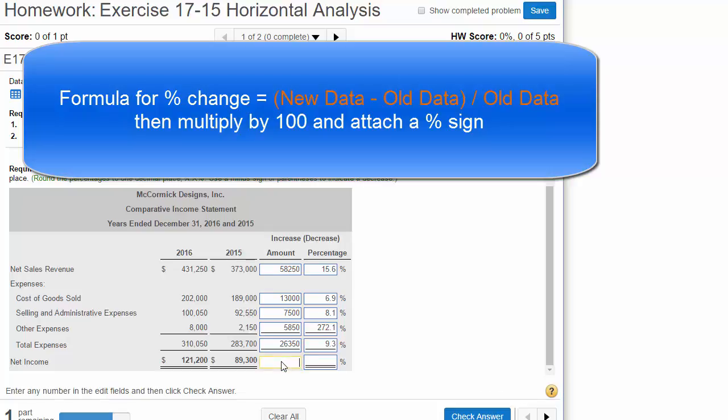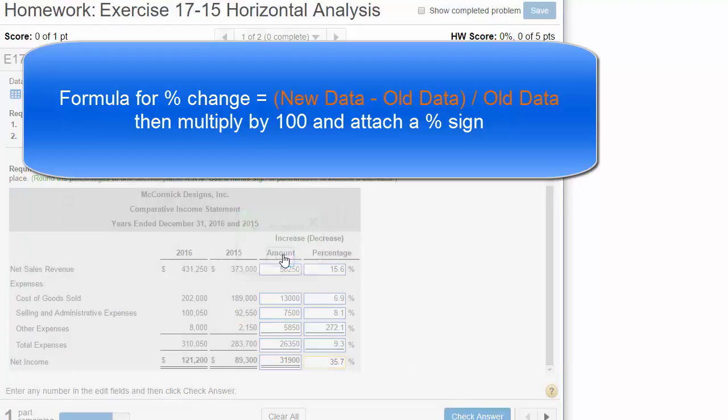And then our bottom line, net income. The amount of change, new minus old, gives us a difference of 31,900. Now we take the new minus old divided by the old, which gives us an increase of 35.7%.